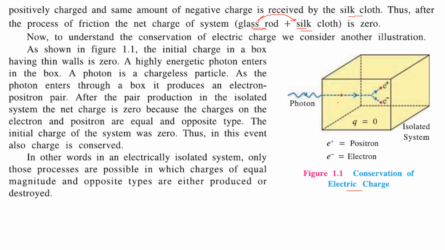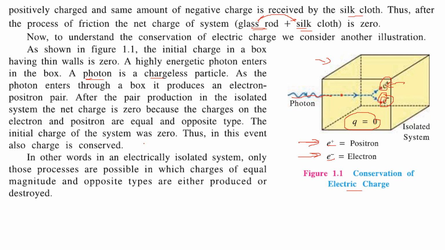See, the initial charge in this box, which has very thin walls, is zero. Initial charge Q is zero. Now a highly energetic photon enters the box. The photon is a chargeless particle, and as it enters the box, it produces an electron and a positron. The electron is negative, and the positron has the same charge with opposite sign. So after the pair is produced in the isolated system, the net charge is again zero, because one is e plus and one is e minus, equal charges with opposite signs.